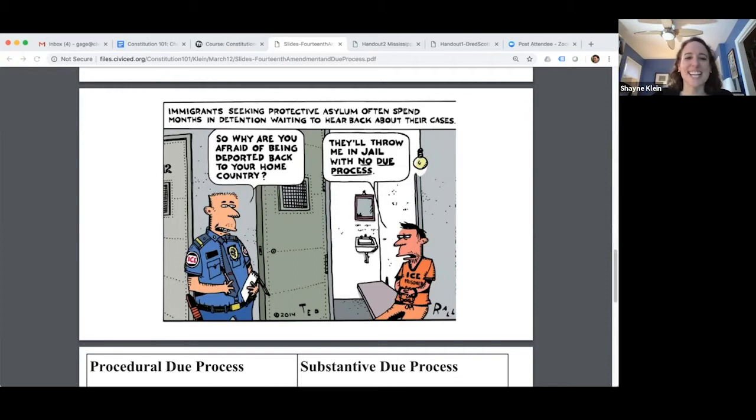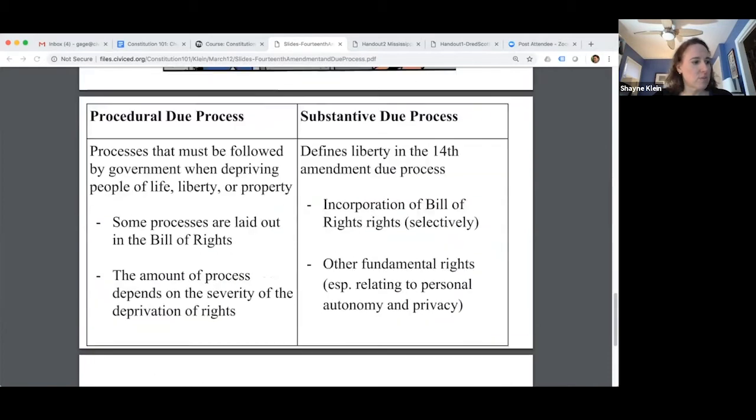The idea that when you're deprived of your life, liberty, or property by the government, there are some procedures you're supposed to get, right? And so Rall is, of course, implying that that's not happening for folks in detention. So let's flip down to the next slide here with procedural due process.